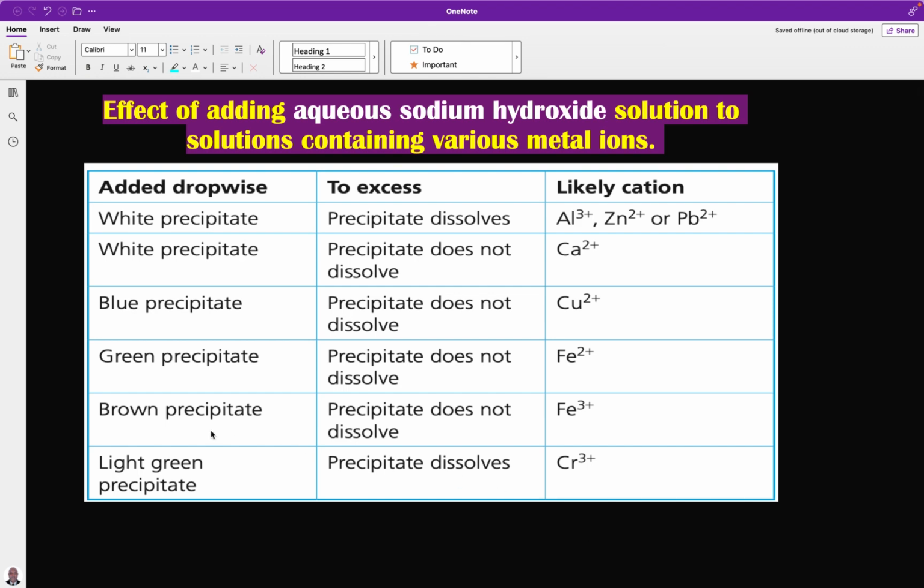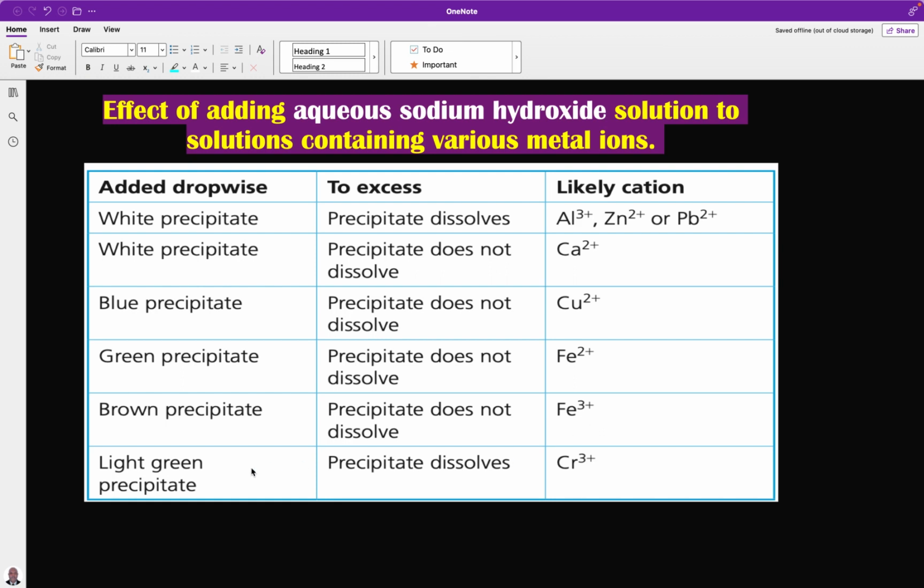Now, let's take another salt solution. If we add aqueous sodium hydroxide solution to this salt solution, our observation is that brown precipitate is formed. Then we continue to add to excess, and we realize that the brown precipitate does not dissolve. Then the likely cation present in it is iron 3 ion.